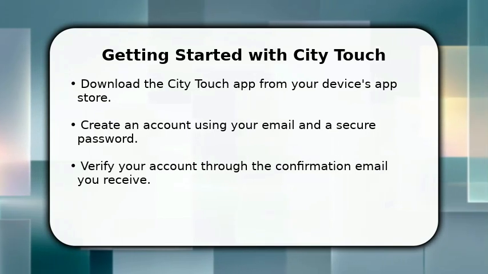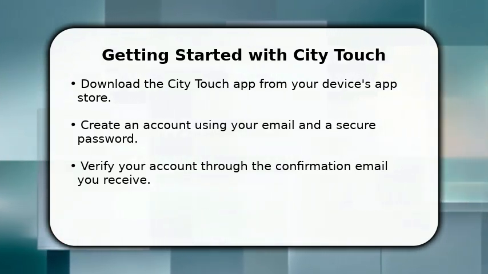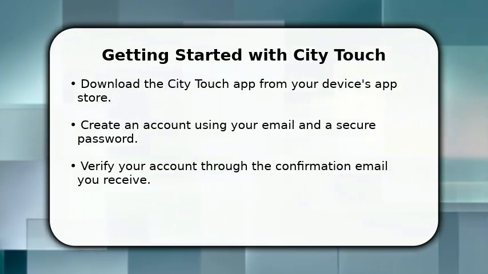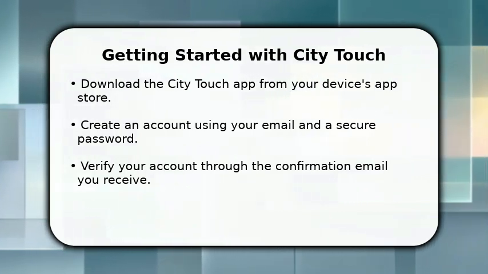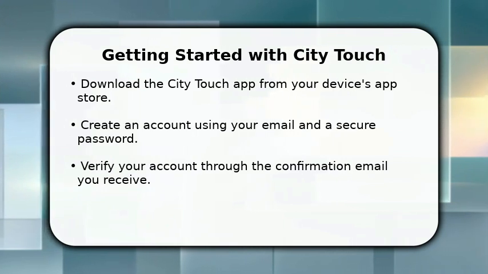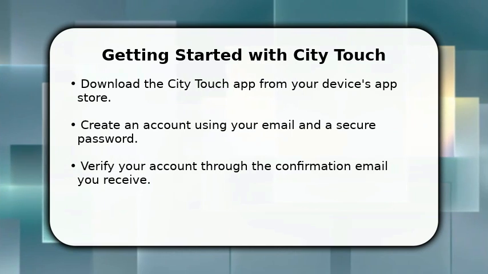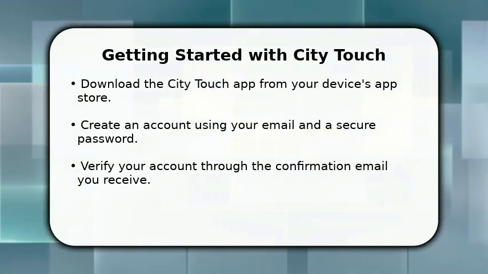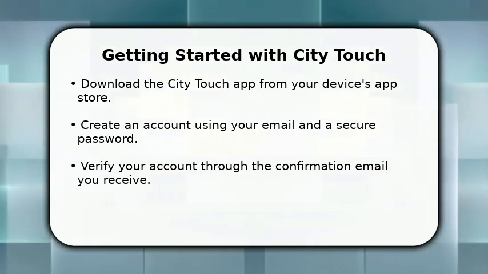In this video, I will explain how to use the CityTouch app. First, download the app from your device's App Store, available for both iOS and Android. Once installed, open it and create a new account using your email address and a strong password. You'll then receive a confirmation email. Click the link inside to verify your account and complete the setup process. This ensures your profile is secure and ready for use.